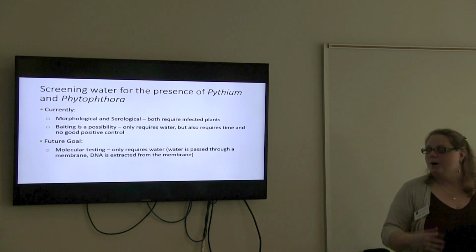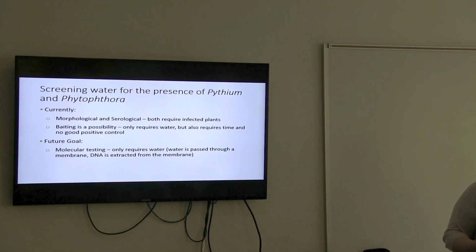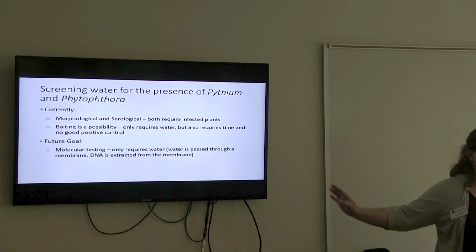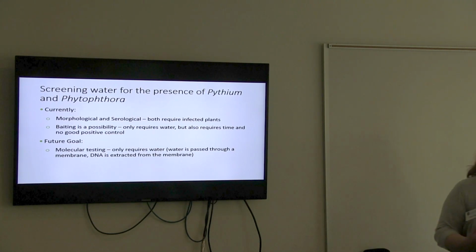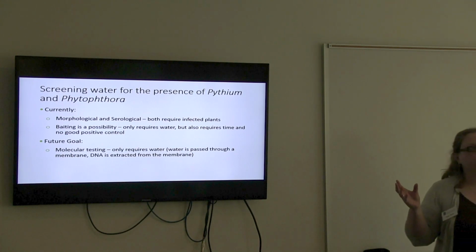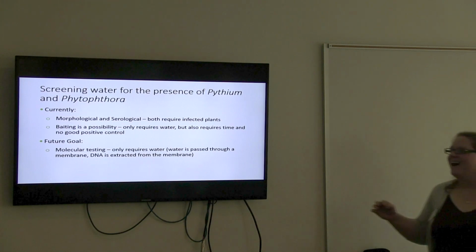So, in terms of screening water for the presence of Pythium and Phytophthora, this is something that is really only going to be useful in these sort of recirculating water systems. Most farmers are not going to worry about this. They want to know if there's a problem in their plants, but they're usually not irrigating from a specific source, so they're not too concerned. Although this, I guess, could be used for source water for irrigation as well. So I'll have to think about expanding that.